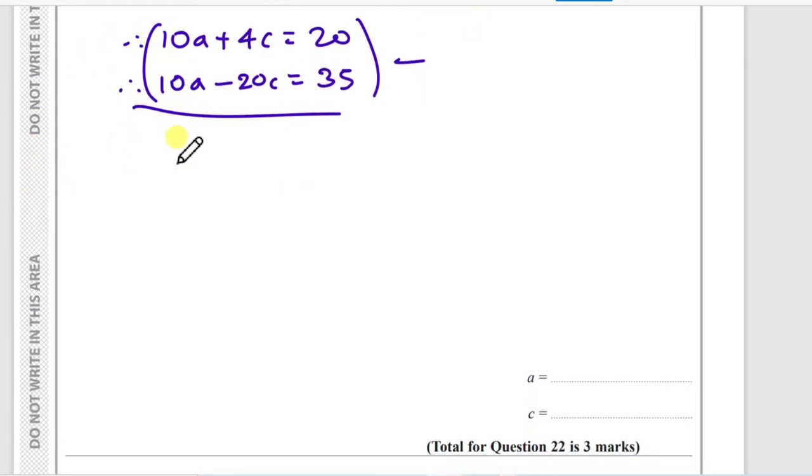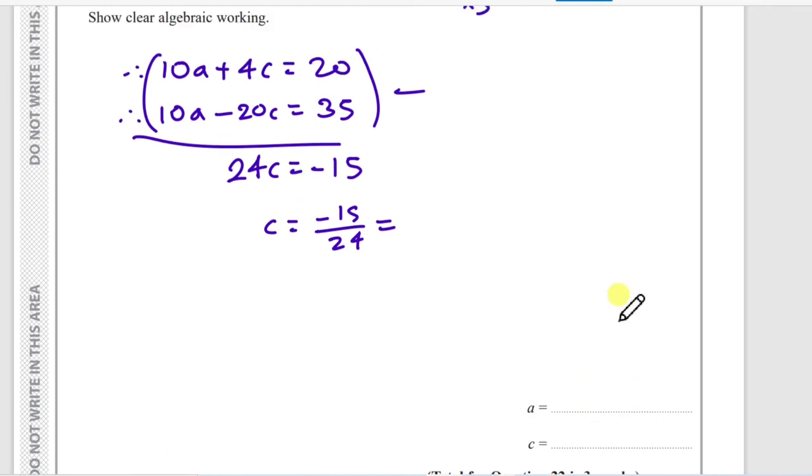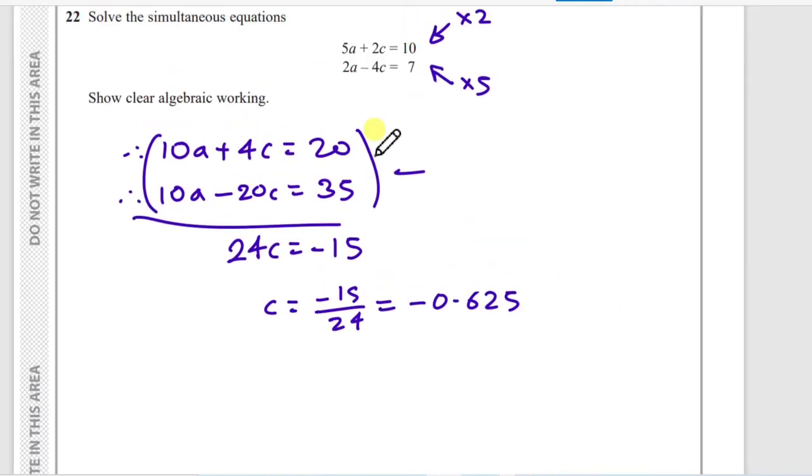Now, let's do this, yeah? 10A take away 10A is nothing. 4C minus minus 20C, so it's a double minus, makes a plus. 4C plus 20C is 24C. And then 20 take away 35 in the calculator is minus 15. And then to find C, it's just minus 15 divided by 24. If you put this in the calculator, you should get minus 0.625 for C.